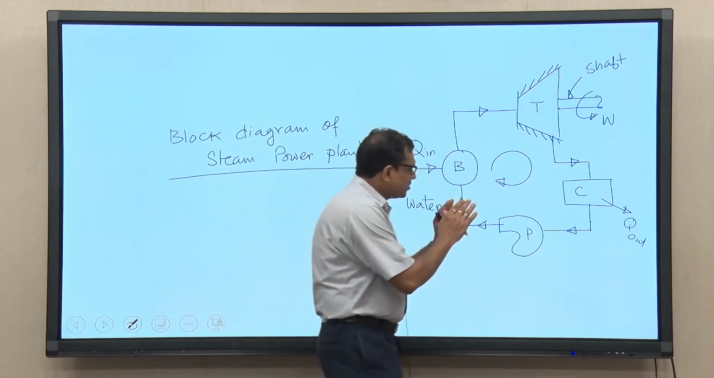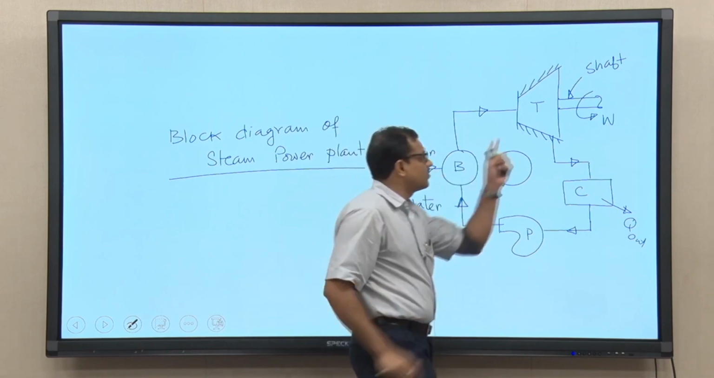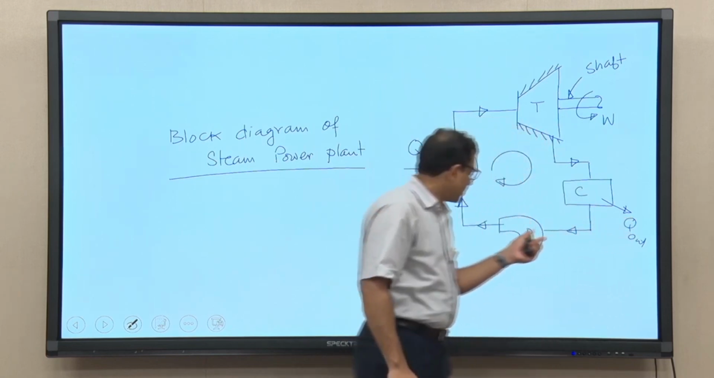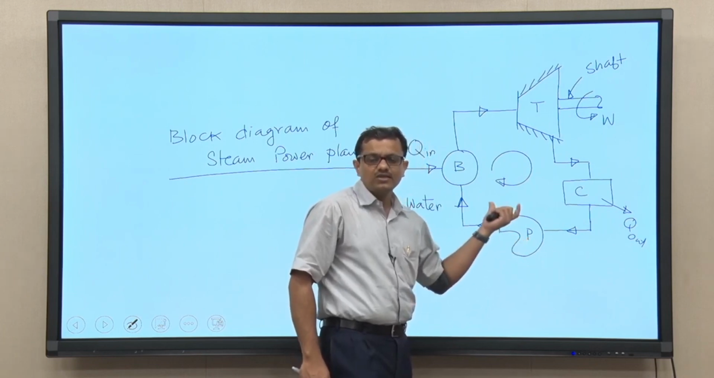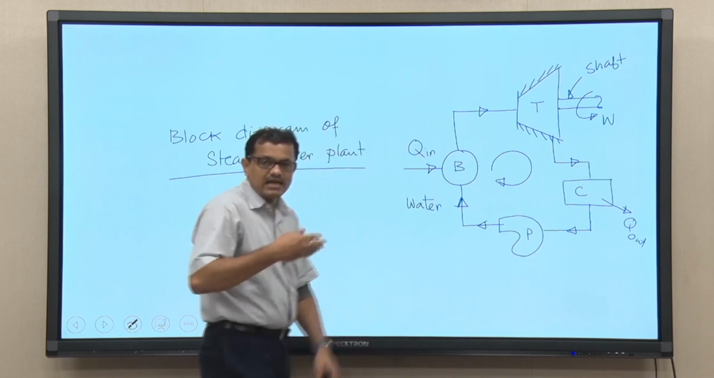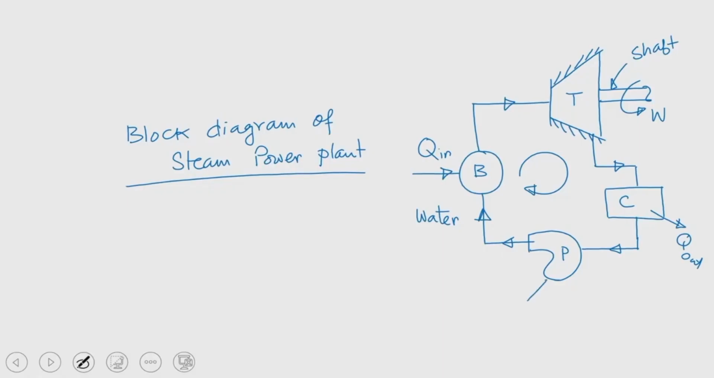Now you see that heat is added to the system, work is coming out from the system, and heat is rejected from the system. But to run this particular device, the pump, we also need to supply some amount of energy. We need to supply energy in the form of work.